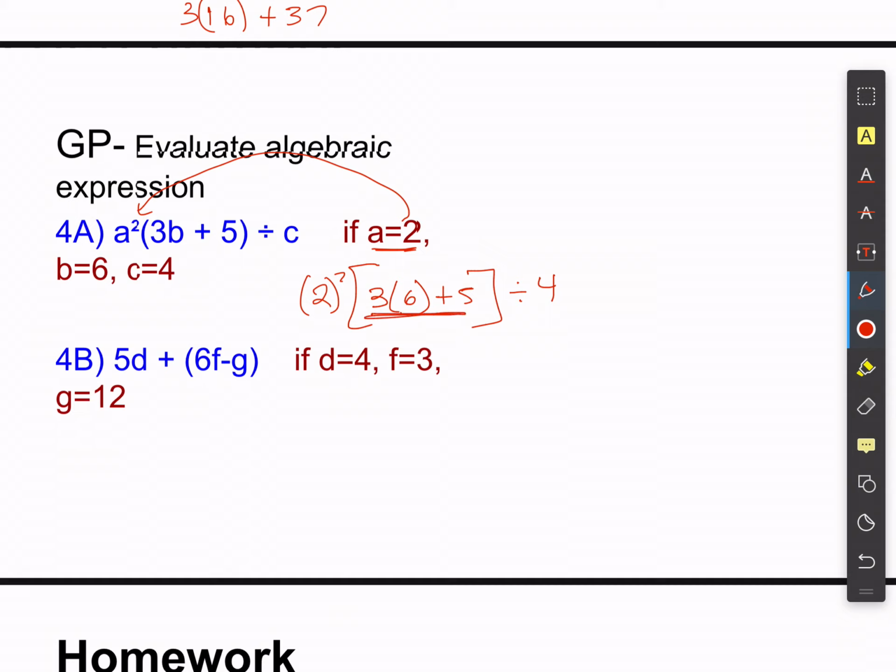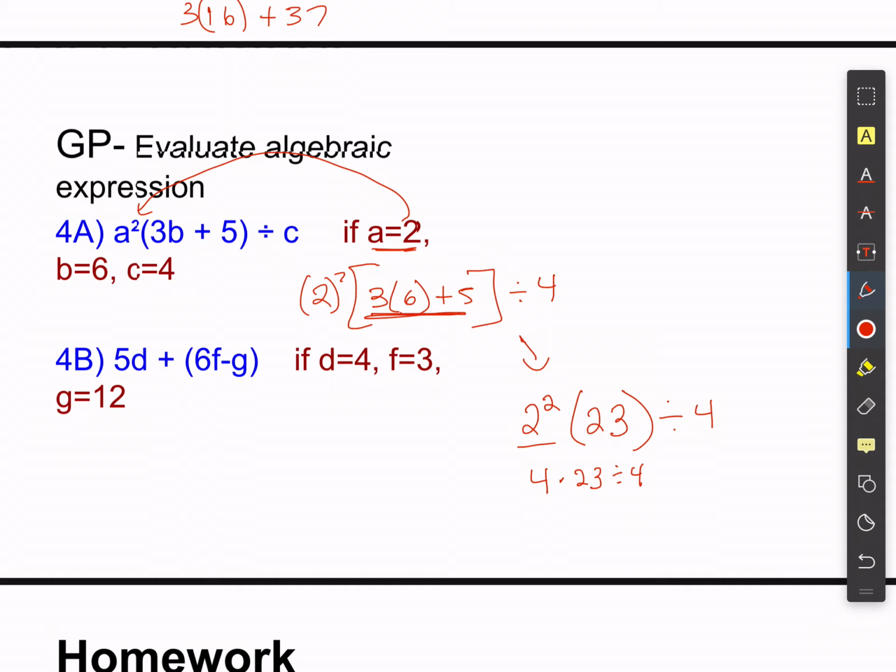Okay, so I'm going to start with my parentheses here. Let me just get rid of this. So 3 times 6 is 18. 18 plus 5 gives me 23. So when I rewrite this, I'll have 2 squared times 23, divided by 4. I just simplified everything that was in the parentheses. Okay, so now I'm going to go to my exponents. I have 4 times 23 divided by 4.